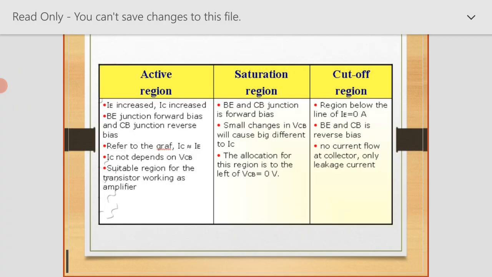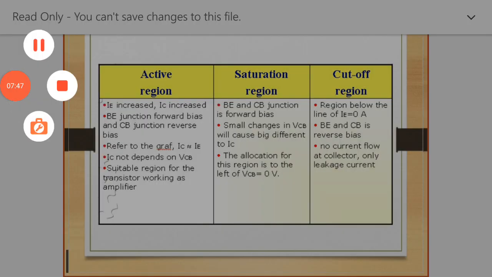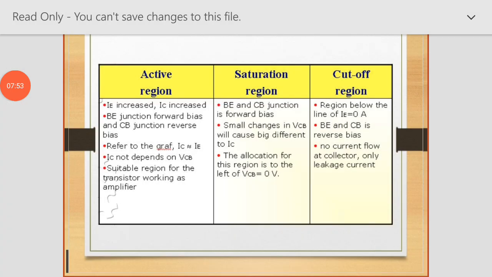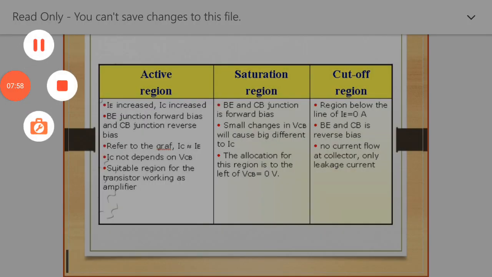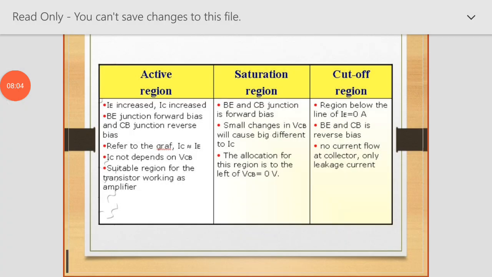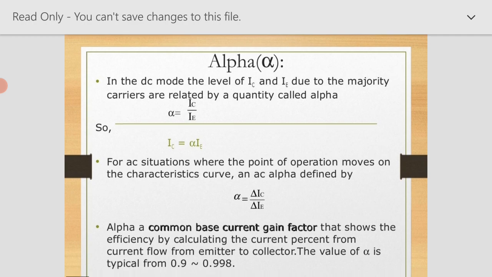In the active region, IC does not depend on VCB, and it is the suitable region for the transistor working as an amplifier. The saturation region is located to the left of VCB equal to 0 volt. In the cutoff region, no current flows at the collector, only a leakage current. These are the three regions used in the configuration: active region, saturation region, and cutoff region.